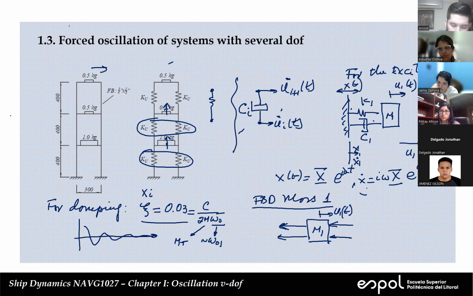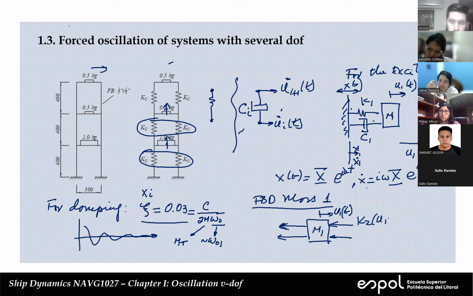Mr. Galarza? Yeah, it should be K2 U1 plus K2 U1 plus U2. So remember, if you move U1, the spring compresses. If you move U2, the spring elongates. So the effect will be minus U2.